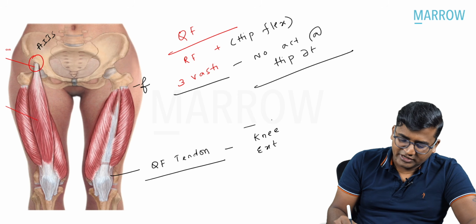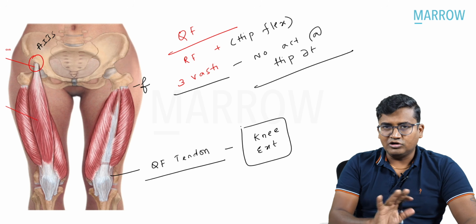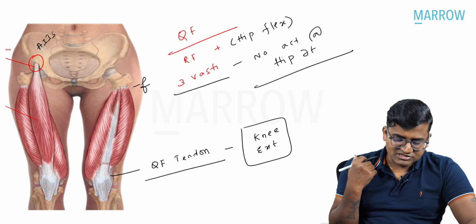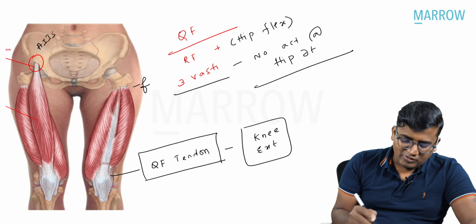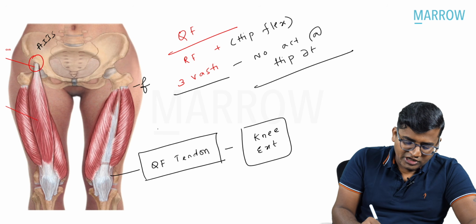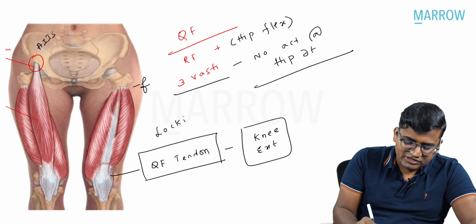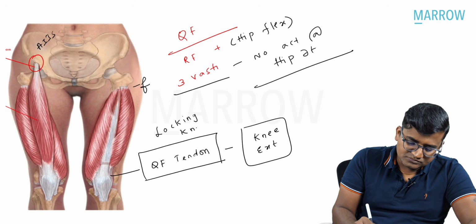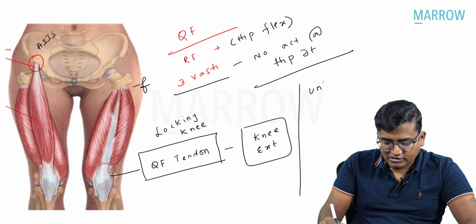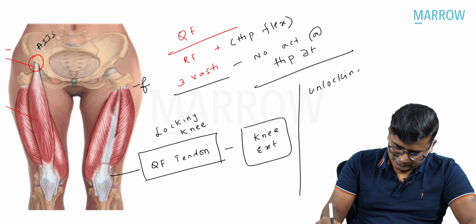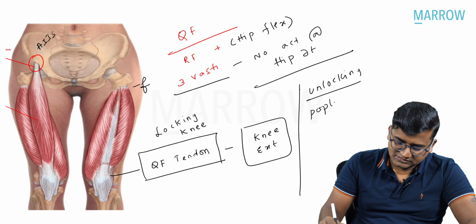We bend the knee joint only on the back side, not on the front side. So quadriceps femoris tendon does the knee extension. And please remember, the quadriceps femoris tendon is the tendon involved in locking of the knee joint. Now which muscle will do the unlocking? Unlocking of the knee joint is done by, very good, popliteus muscle.